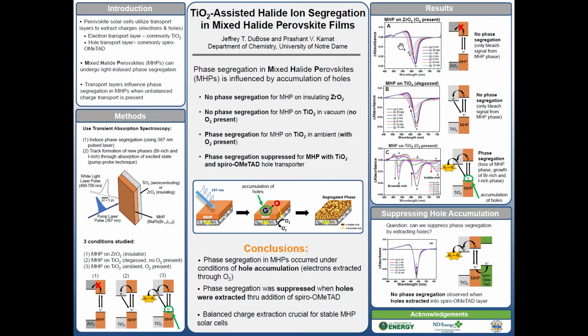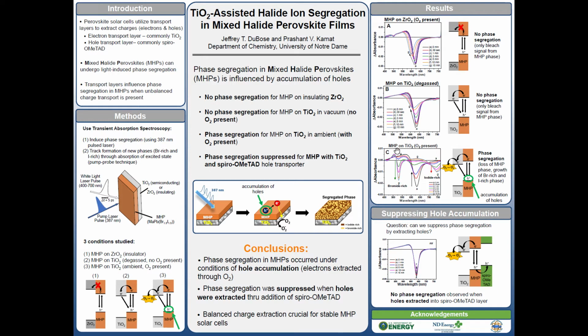So if we flip over here to our results, this is the transient absorption spectra of our mixed halide perovskite on zirconia. As we irradiate over time, we start with one bleach feature or excited state feature corresponding to the mixed halide perovskite, and over time that essentially just shifts a little bit and decreases, but we see no new growth of new phases like the bromide-rich or iodide-rich phase that we expect to see. If we look at the mixed halide perovskite on TiO2 under degas conditions, we see something very similar. We see one bleach feature corresponding to the mixed halide perovskite, and that does shift a little bit and decrease over time, but we see no new growth, no new phases, therefore no phase segregation is occurring.